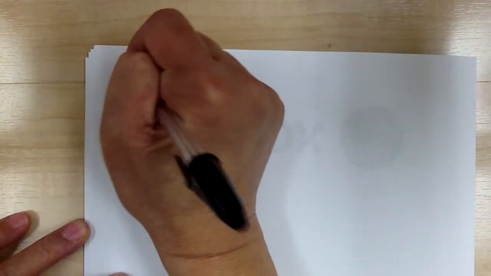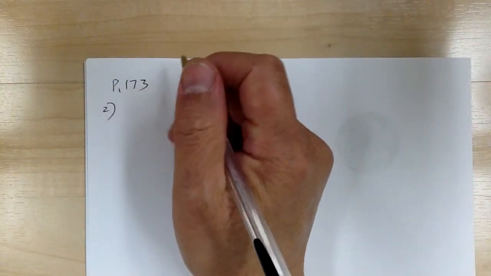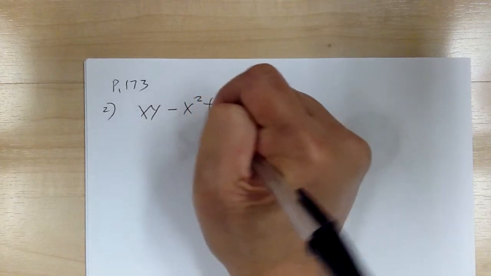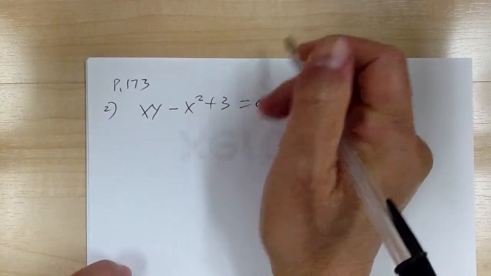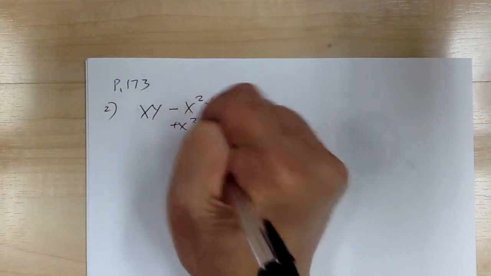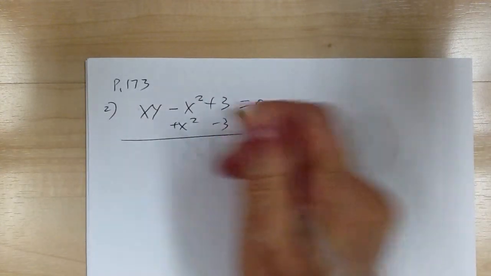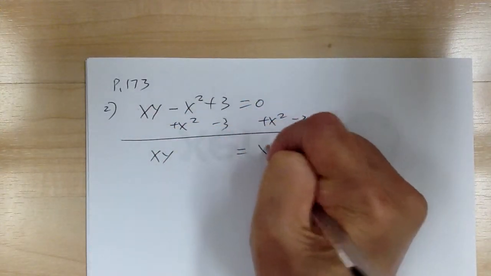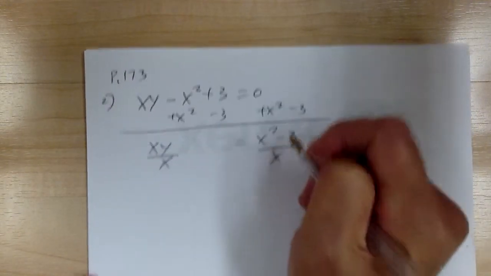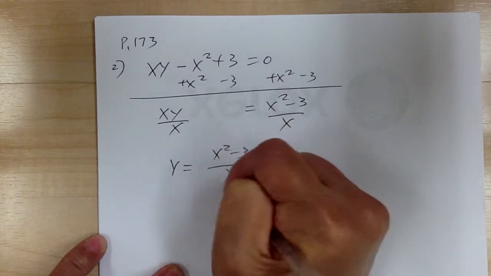Let's go to page 173 and let's start with number 2. You have xy minus x squared plus 3 equal to 0. So you want to keep the term with the y and everything else go to the other side. So plus x squared and minus 3. So you got xy equal to x squared minus 3. Then you divide by x. So you got y equal to x squared minus 3 over x.